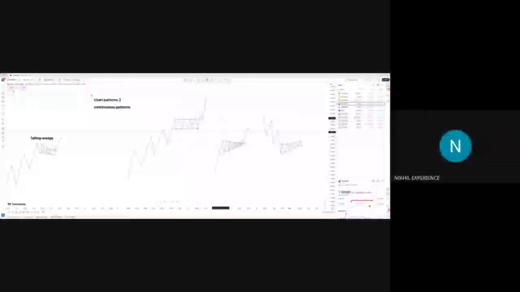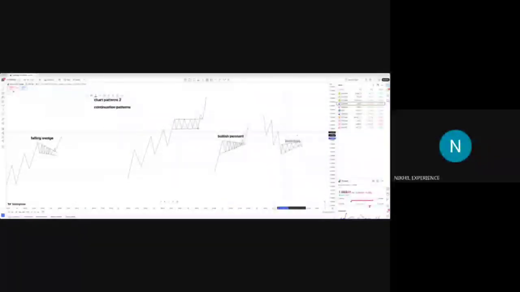Let me write it down so you don't get confused. This is a bullish pennant, and this is a rising wedge. Now, the rising wedge from a downtrend, we expect price to break out below, retest, and continue doing what? Selling. This is a continuation pattern.